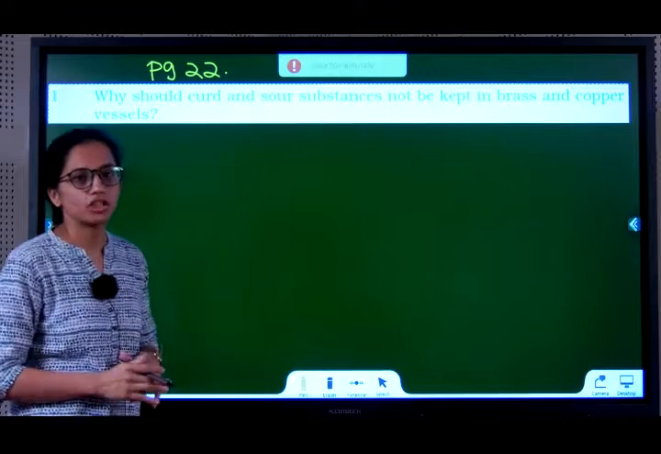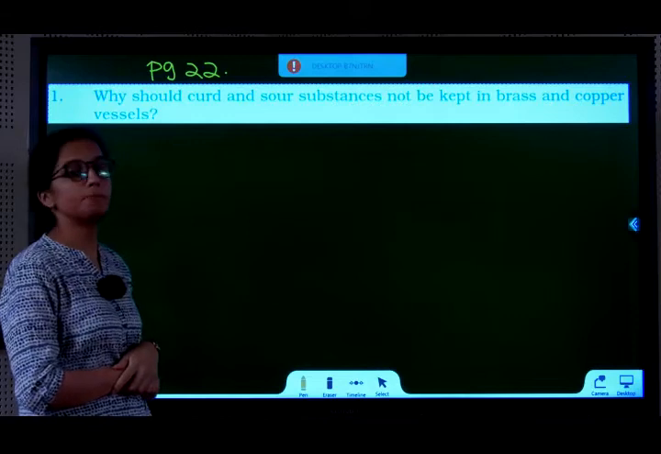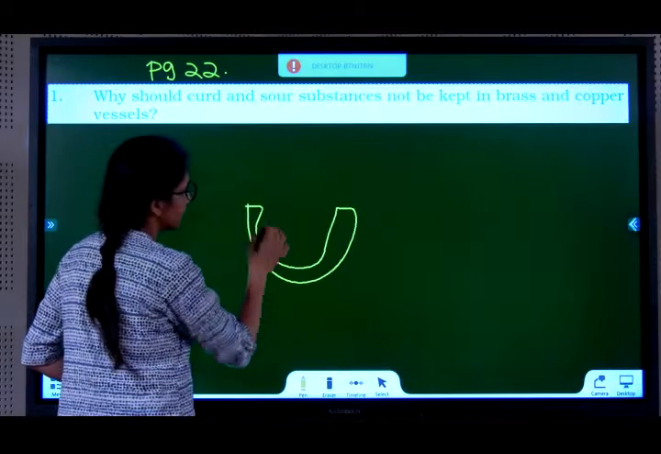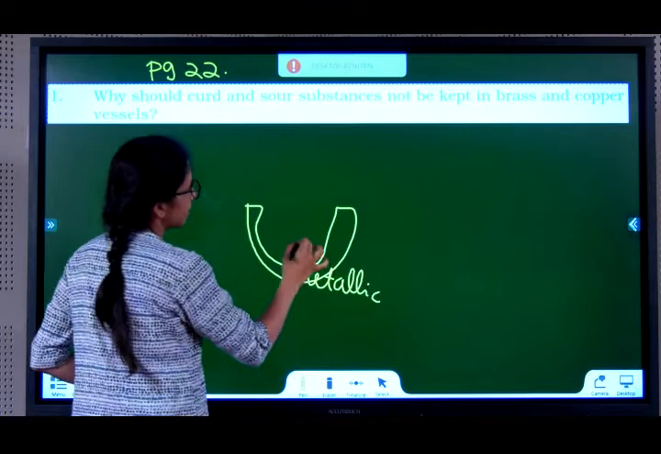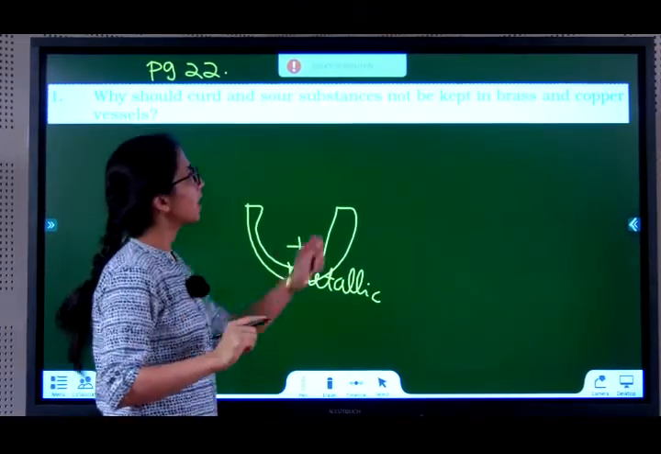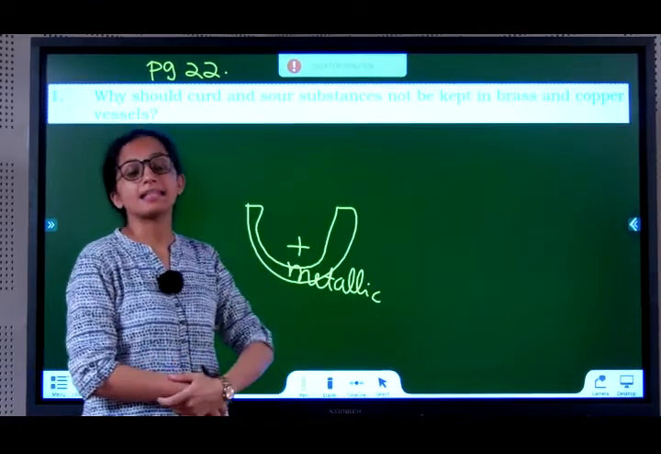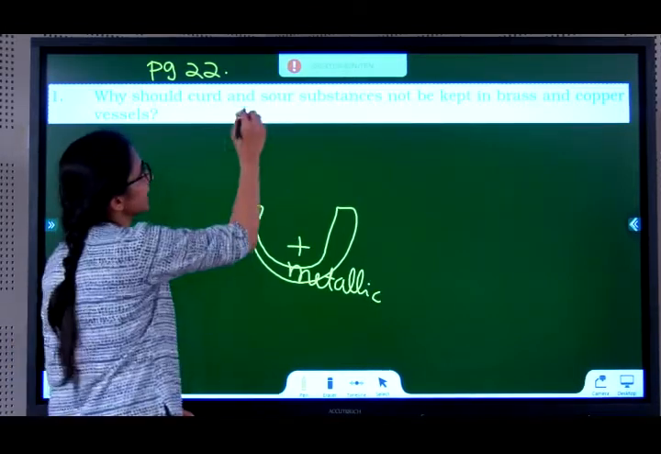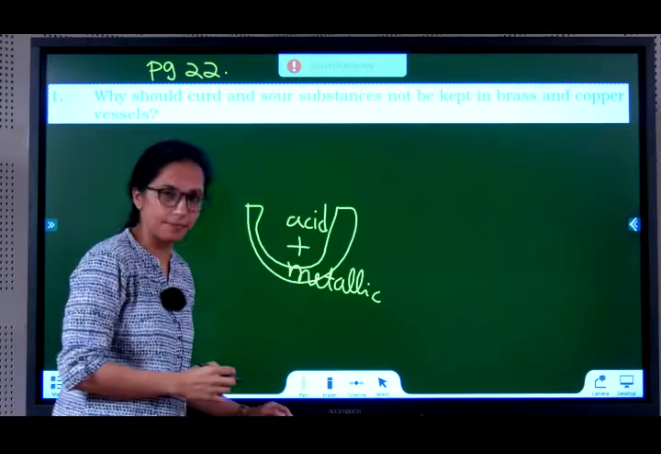Page number 22, question 1. Why should curd and sour substances not be kept in brass and copper vessels? Brass and copper vessels are metallic. Curd has lactic acid in it. It has an acid in it. Sour substances are also acidic. We learned at the beginning of the chapter, acids are sour in nature and bases are bitter. So when I say sour substances or curd, I am referring to the acidic nature of those substances.